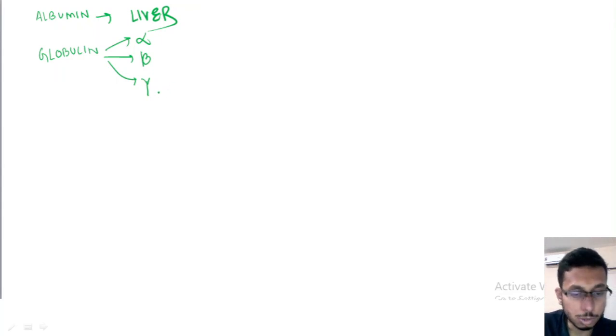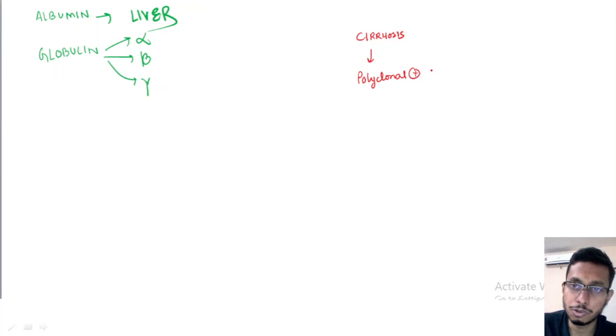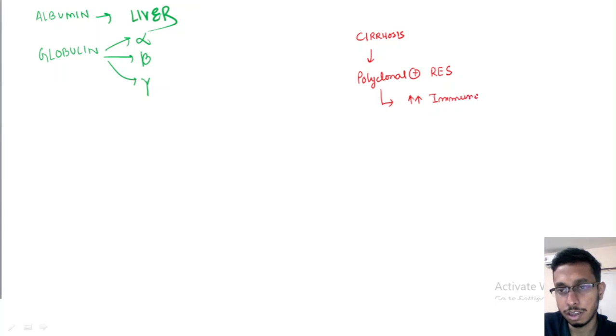Now what happens in cirrhosis of liver? In cirrhosis, there is polyclonal stimulation of the gamma cell, stimulation of the reticuloendothelial system, and which causes increased production of immunoglobulins. Okay, this is one point.